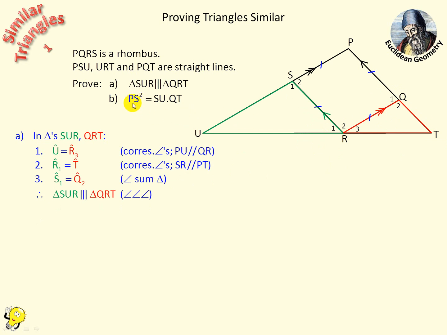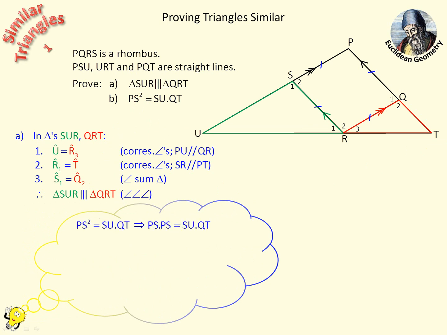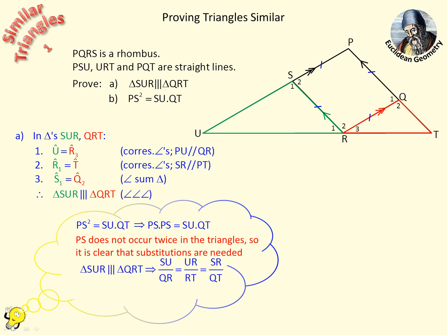Now if we have a look at the second one, straight away I can see I have a problem because PS squared isn't part of this. PS isn't there. So let's go into a thought process. That means PS times PS equals SU times QT. Well, if we did a vertical horizontal, it wouldn't help us. So what we can do instead is say, PS is equal to other sides. Have a look. So can we actually do substitutions? There's our proof there.